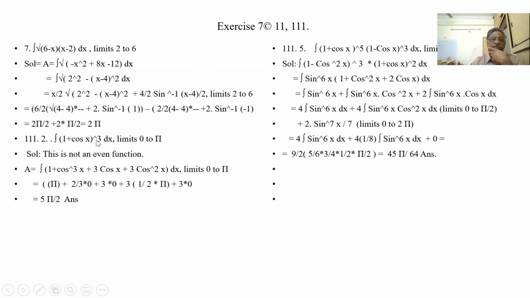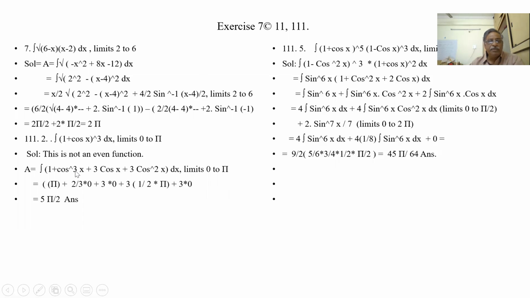Integral of 1 plus cos x whole cubed. So I will simply expand this. A plus b whole cube is a cubed plus b cubed plus 3a square b plus 3ab square. So it is simple, my conversion. So this is integral x from 0 to pi. Into cos cubed. Cos cubed I know how to reduce.